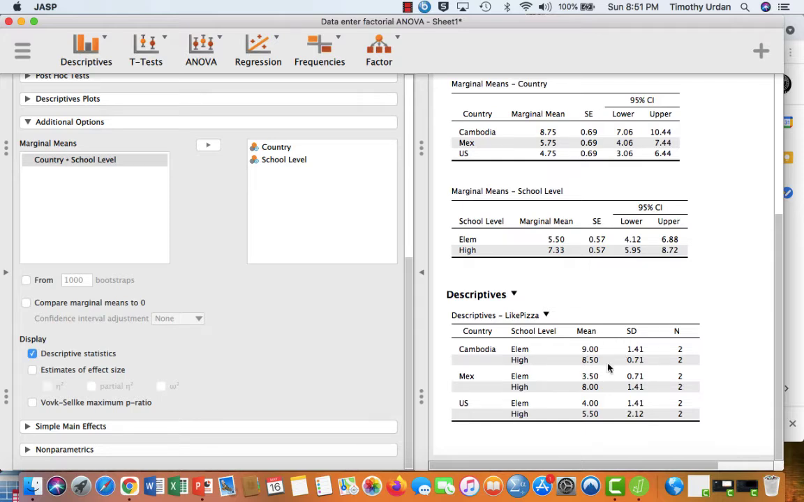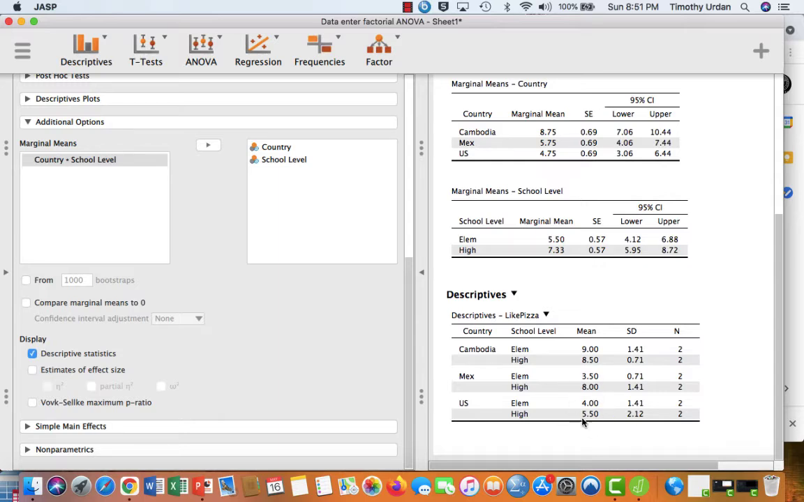The difference between the means of high school and elementary kids is quite different in Cambodia than it is in Mexico. Put another way, the relationship between liking of pizza and school level depends on which country you're in. And that "it depends" thing, that's the language of interaction right there.